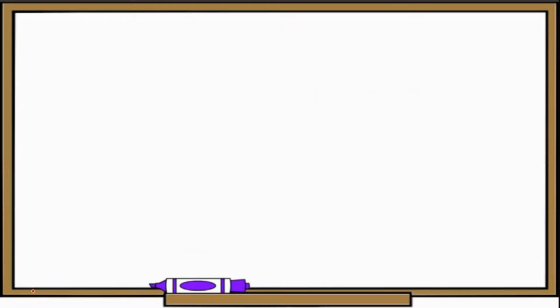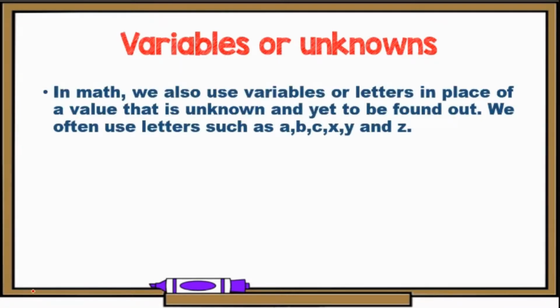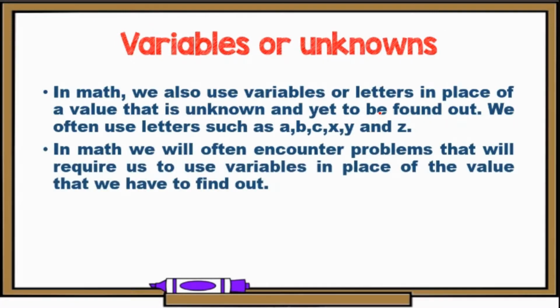Alright, now let's talk about variables or unknowns. In mathematics, we also use variables or letters in place of a value that is unknown and yet to be found out. We often use letters such as A, B, C, X, Y, and Z. Ito, gamit na gamit to, si X at saka si Y. In math, we will often encounter problems that will require us to use variables in place of the value that we have to find out.